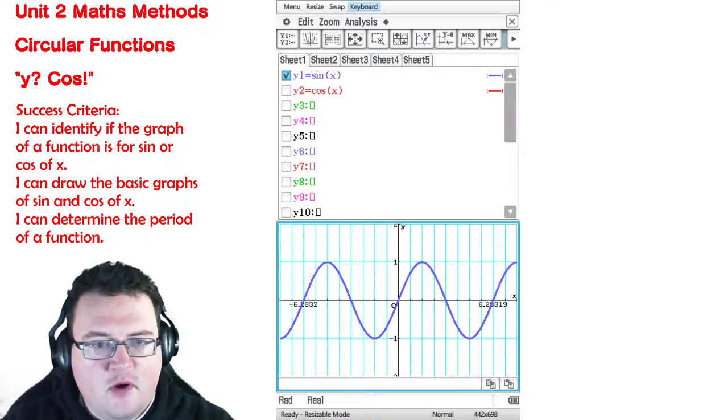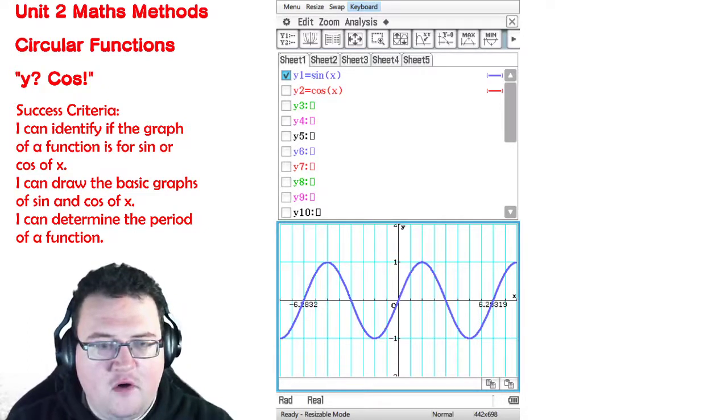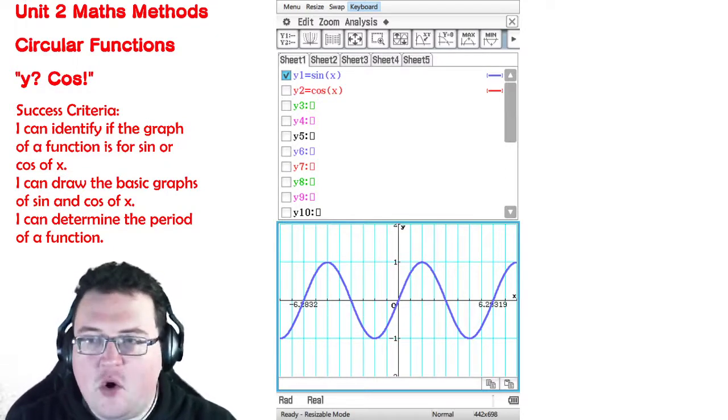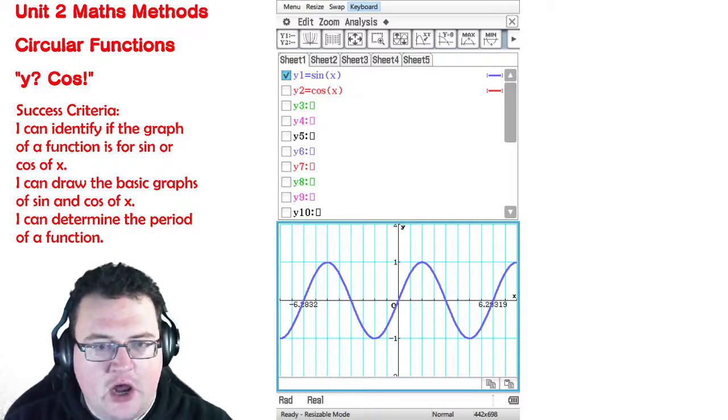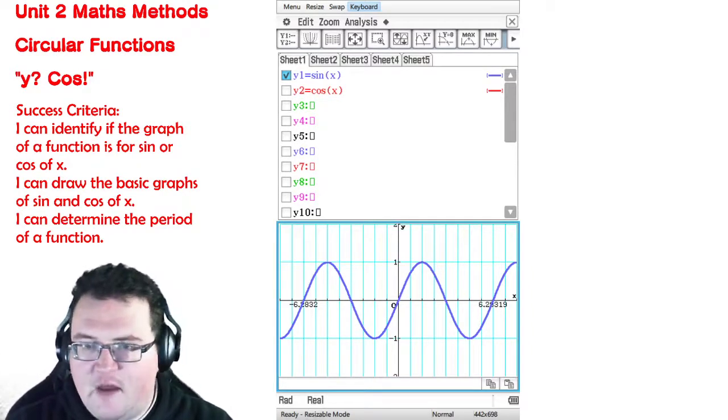Good afternoon, everyone. What we are looking at today are the graphs of the two basic trigonometric functions. We leave tan out for now. So today we're looking at sine of x and cos of x, and we're seeing what they look like, how they work, and how they repeat themselves.